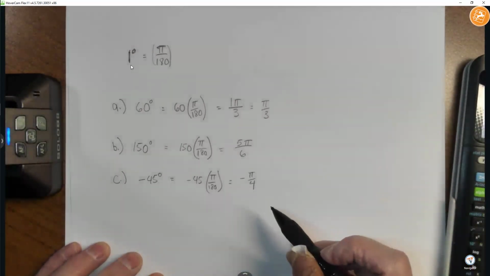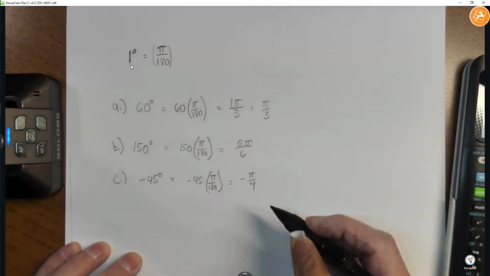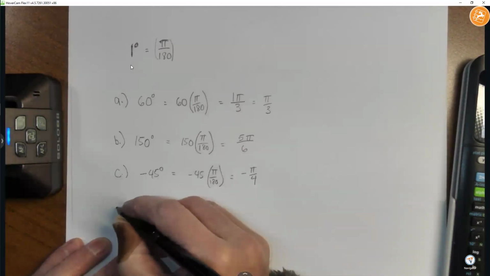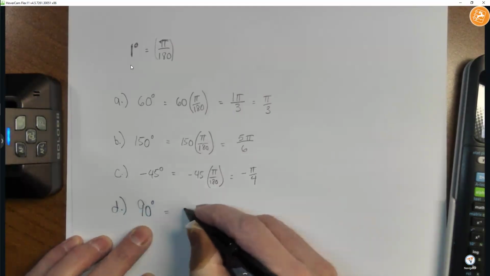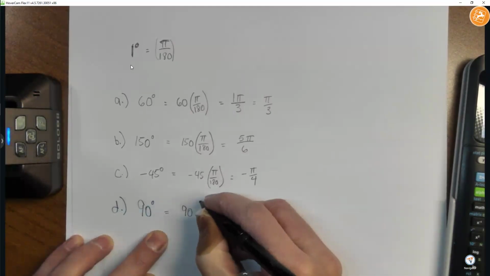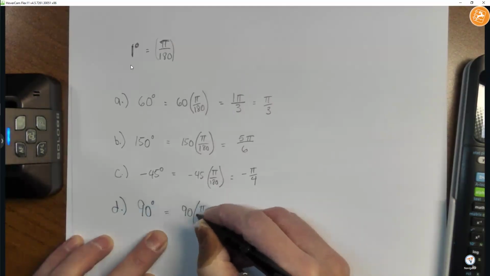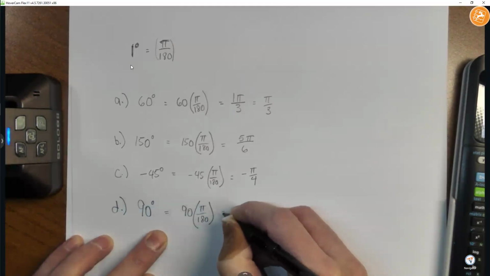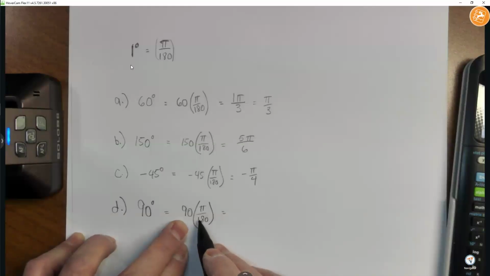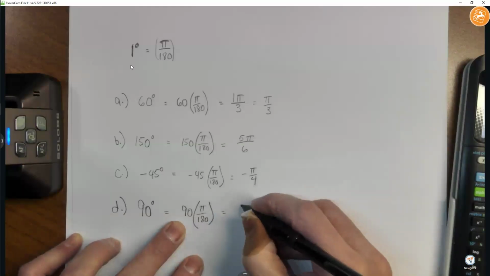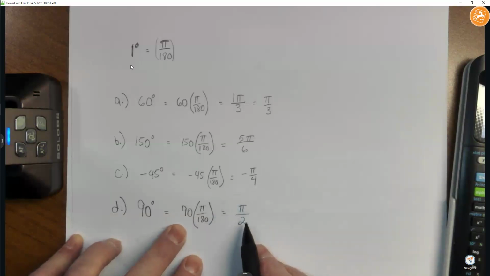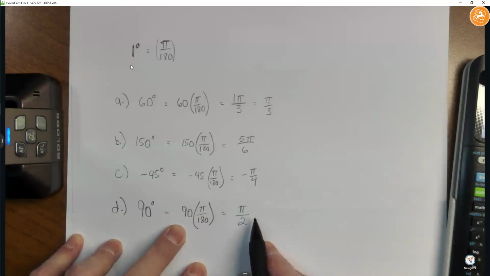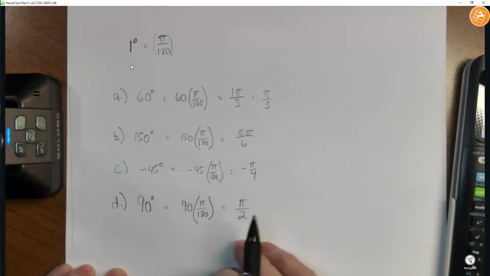Now let's look at 90 degrees, another interesting measure. You might be able to see what's going on here, but we have our denominator of 180. 90 is half of 180, so we're just going to write this as pi over 2. That's what we expect, since the entire circle, the 360 degrees, is equivalent to 2 pi.